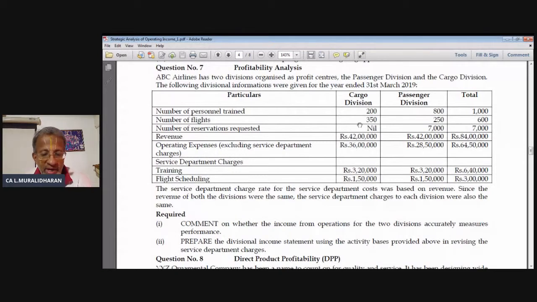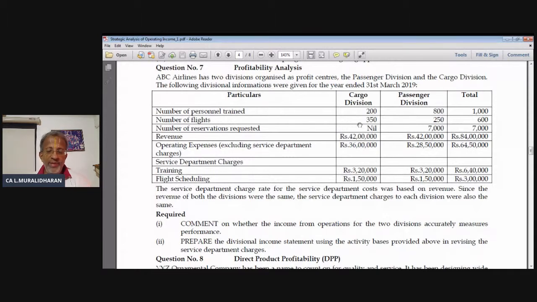Number of personnel trained, number of flights, number of reservations requested, revenue, operating expenses excluding service department charges. Service department charges are training and flight scheduling. And one more cost is also there, which is not printed in the institute study material, that being reservation cost of 2,10,000. Reservation cost of 2,10,000 is missing.